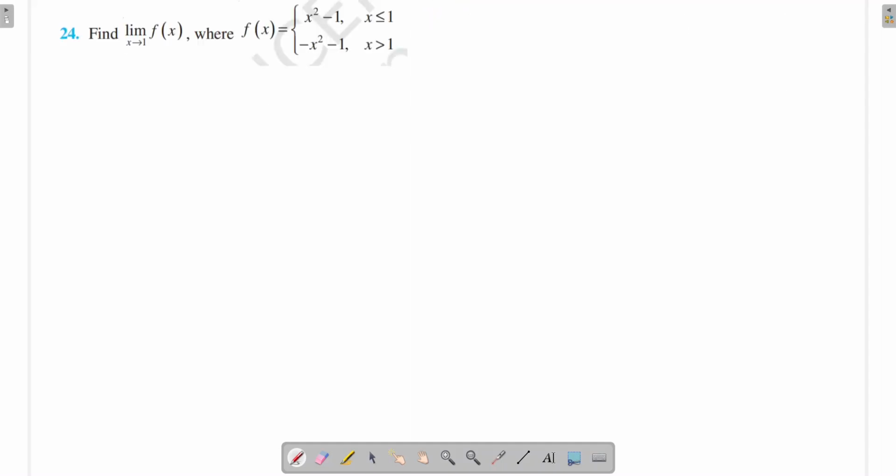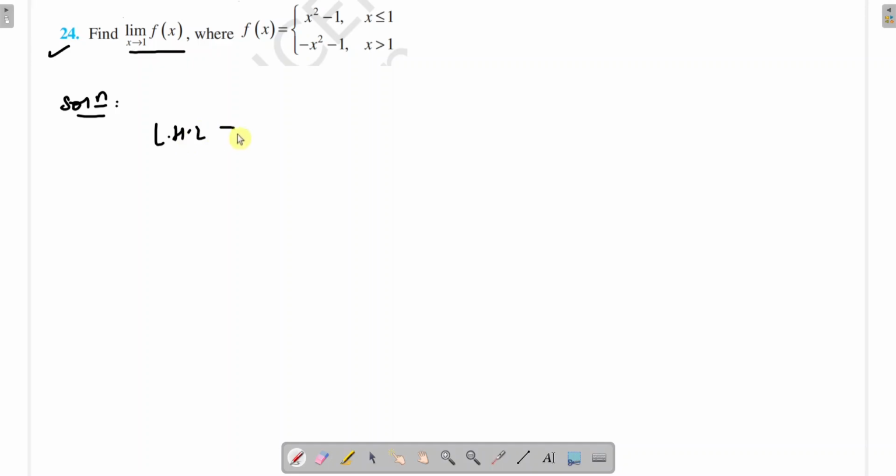Now let us go to the next problem, that is the 24th. Find the limit x tends to 1 of f(x), where f(x) is equal to x square minus 1 when x is less than or equal to 1, and minus x square minus 1 when x is greater than 1. Here you see that the point 1 is the breaking point of the function. There are two definitions, right? When x is less than or equal to 1, and when x is greater than 1, and 1 is the breaking point. So here we have to find the left hand limit and the right hand limit to find this limit x tends to 1 of f(x).